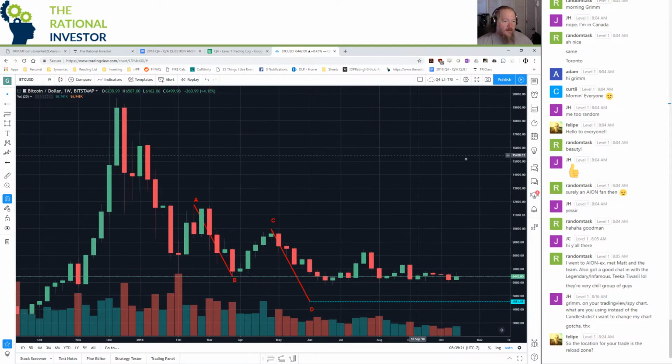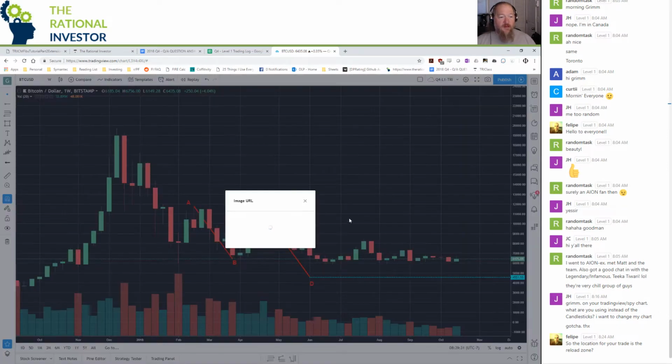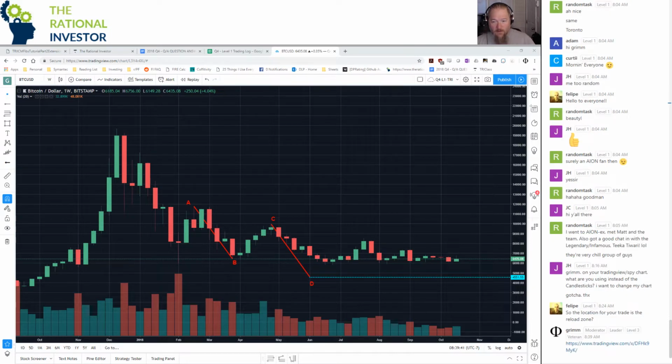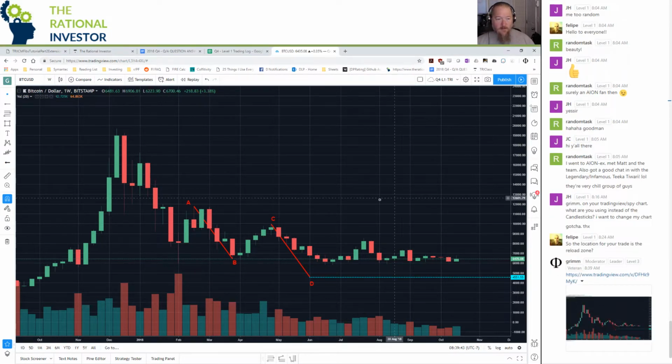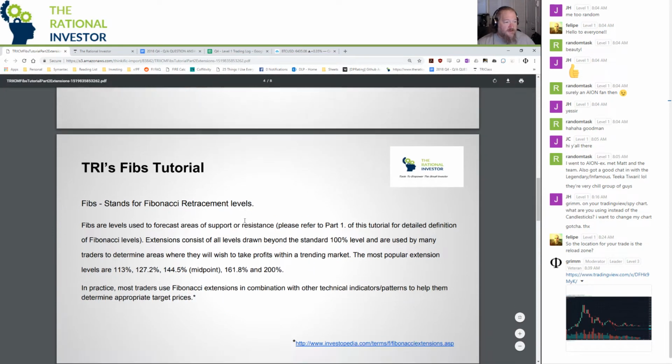Okay, that's what we're talking about when we talk about an ABCD pattern. This is the most basic of harmonics. And we use ABCDs quite a bit. Share this out here. All right, so, and then we'll talk about how we use this.